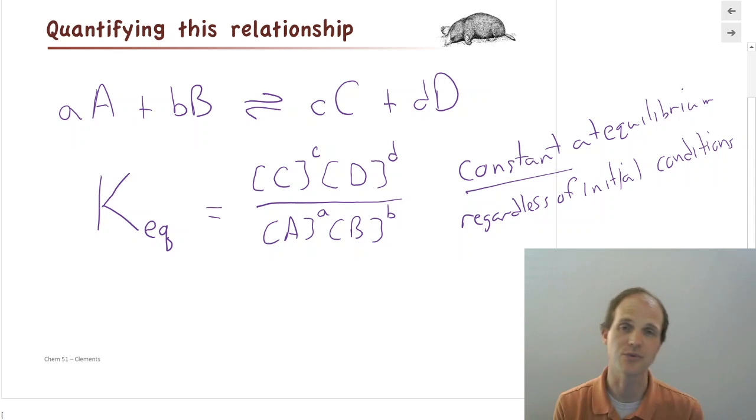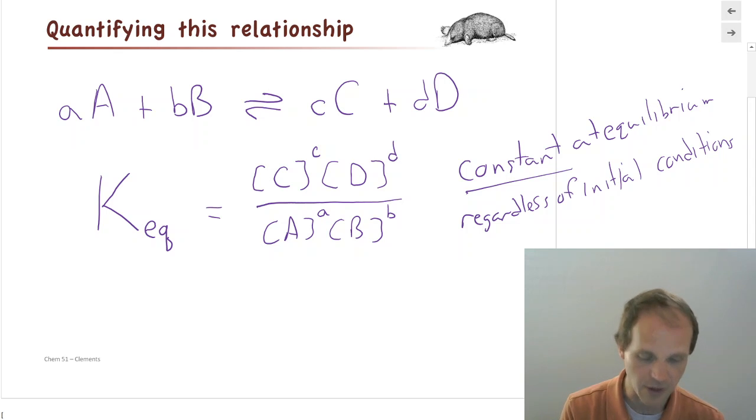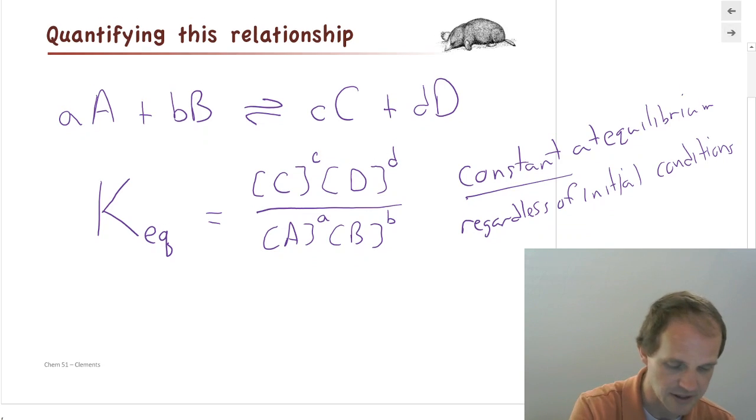So this is a really, really cool concept. No matter what you do, you get this thing that's a constant. That constant will allow you to calculate all sorts of things. And that's what we spend the next 8 weeks talking about. So let's just practice a few just to get the form down.